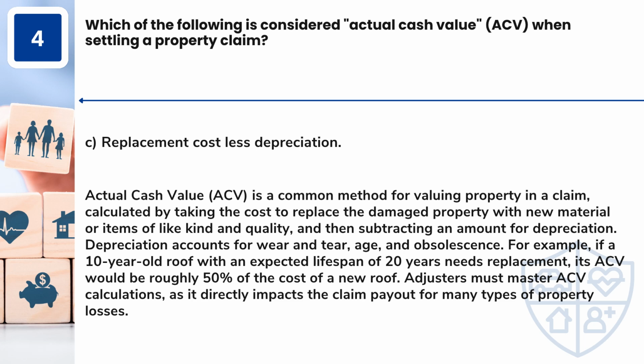For example, if a 10-year-old roof with an expected lifespan of 20 years needs replacement, its ACV would be roughly 50% of the cost of a new roof. Adjusters must master ACV calculations, as it directly impacts the claim payout for many types of property losses.